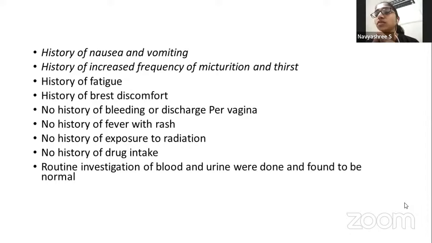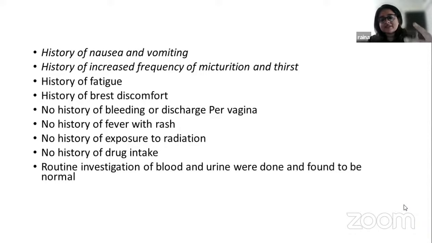So there are two types of diabetes. One is pre-gestational diabetes, that is the woman is already diabetic and she becomes pregnant. And the second is GDM, that is she's gestational diabetic, the diabetes develops in pregnancy. So pre-gestational we check for in the first trimester, as soon as she comes to us. And for GDM, we test in the second trimester between 24 to 28 weeks.